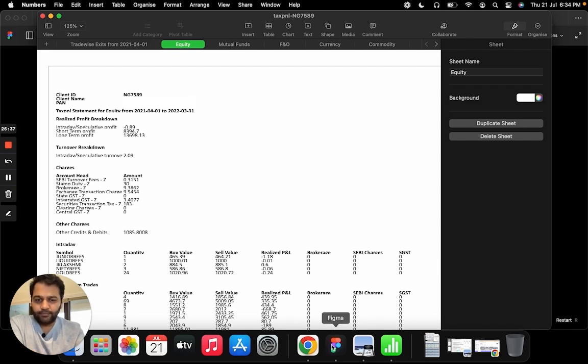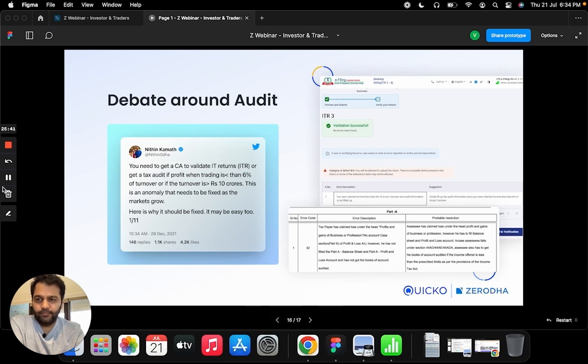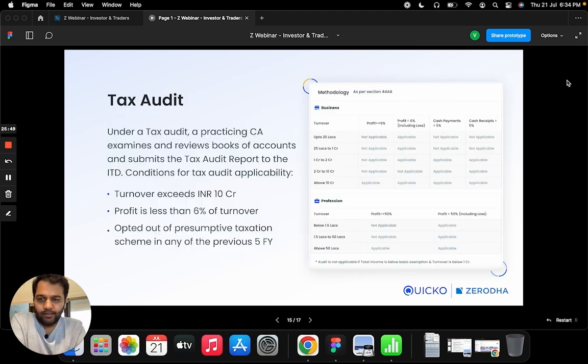Now let's move on to tax audit, right? Tax audit is a pain point for a lot of investors and traders. They are not sure as to what is tax audit, whether they should get their books of accounts audited or not. And there's a lot of confusion. Different people give different advice, right?